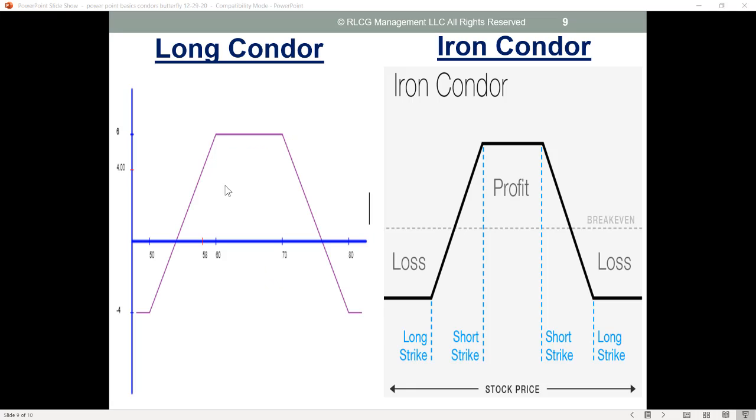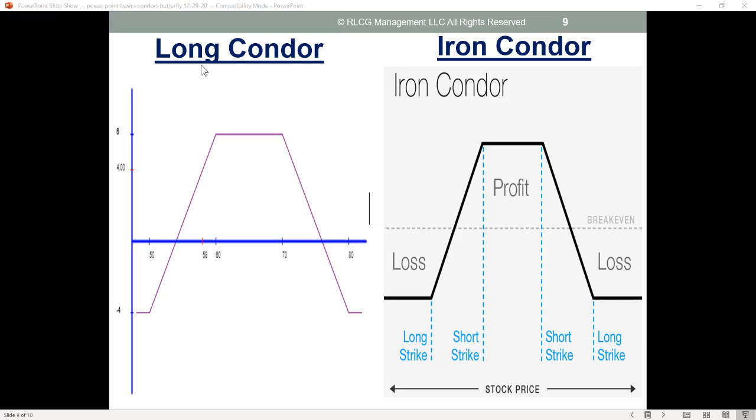I'll show you an example here in a minute, but the option profile looks very similar, right? So this is a long condor. If you look at this, think of this as a call debit spread. Where my pointer is, you'd be long a call here, short a call there. So there's your call debit spread. You've got a really good profit potential on a call debit spread.